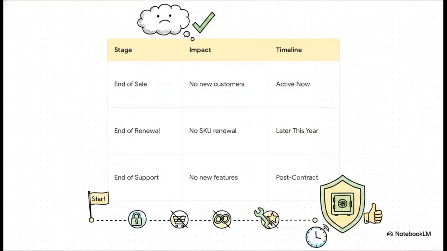Now, if you've seen a deprecation notice for legacy tools like Agile 2.0 and felt a bit anxious, let's clear the air. While we are currently at end of sale and approaching end of renewal later this year, deprecation absolutely does not mean losing access. Your historical data is completely safe. Even when end of support arrives post-contract, you will not be forced to switch before your team is ready. You are totally in control here.